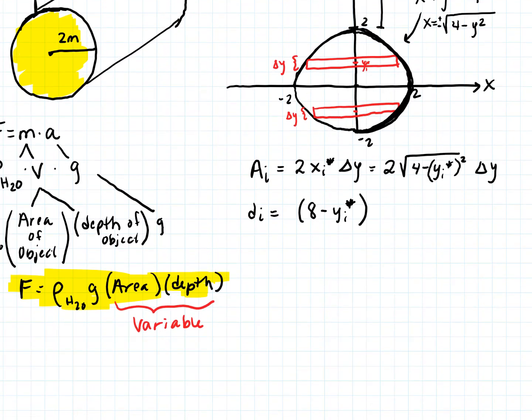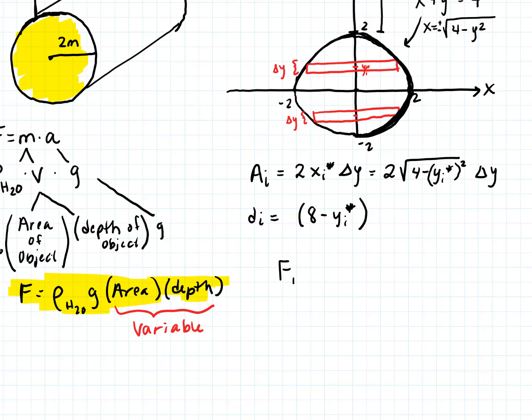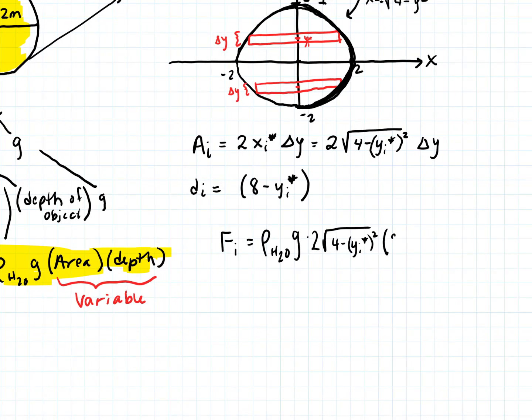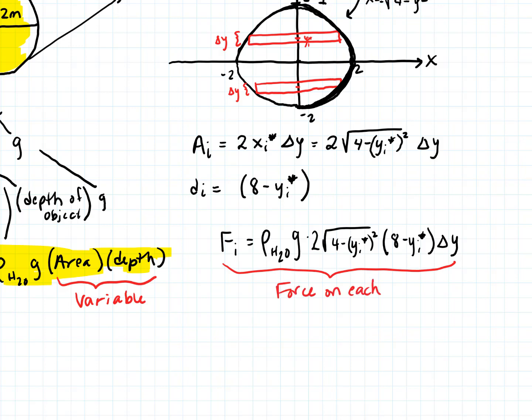And so the force on each little slice is going to be the density of water times gravity times 2 times the square root of 4 minus y sub i star squared. I'm going to move the delta y to the end, so times the depth, which is 8 minus y sub i star, times delta y. And that's the force on each slice of the end cap of our cylindrical drum.